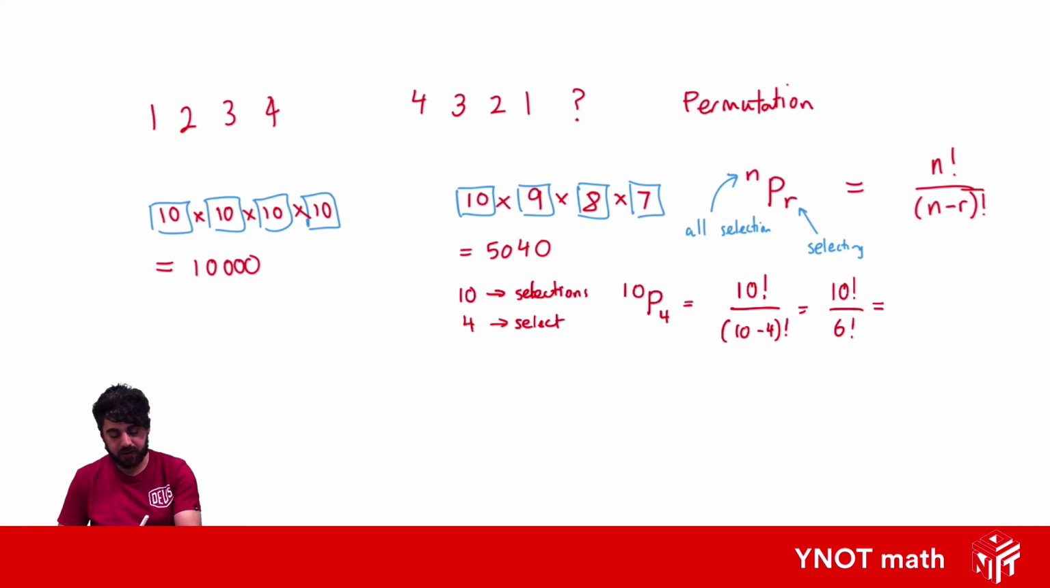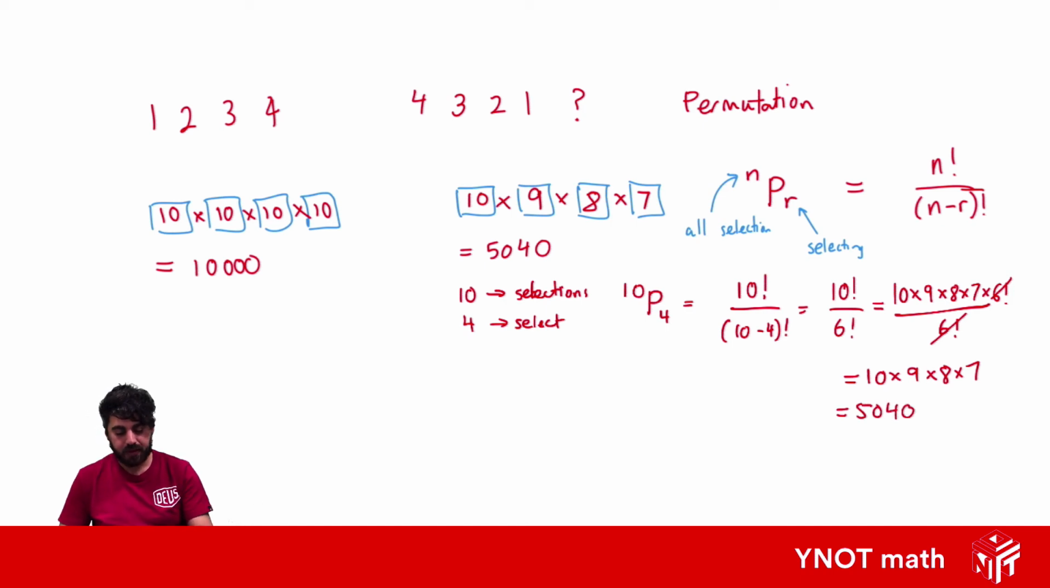And a nice way to simplify factorials is actually writing it as 10 times 9 times 8 times 7 times 6 factorial. So instead of writing the last ones out, over 6 factorial, and the 6 factorials will cancel, and you can see we're just left with 10 times 9 times 8 times 7, which is exactly what we had before, and we get 5,040. So this is when you're not allowed to repeat any items.